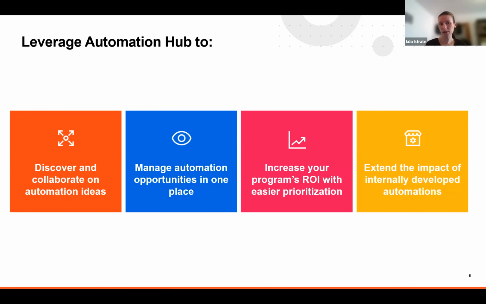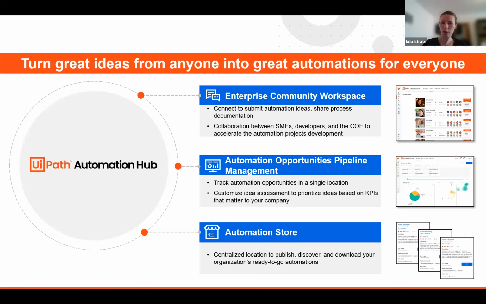And ultimately, the idea is to build as many automations as you can, whether those are attended, unattended, hybrid, and encourage your users to use those automations as much as possible. These are the pillars on which we rely: the enterprise community workspace, the management of the opportunities from your pipeline, as well as the consumption facilitated by the automation store.